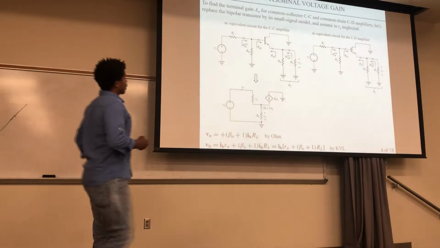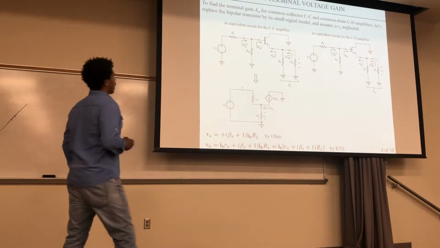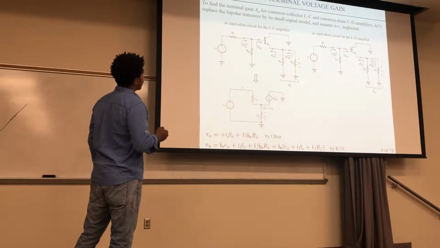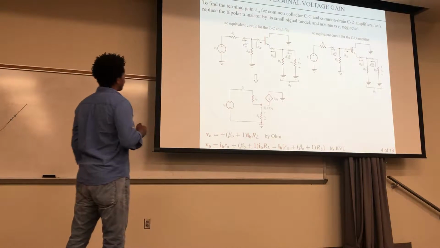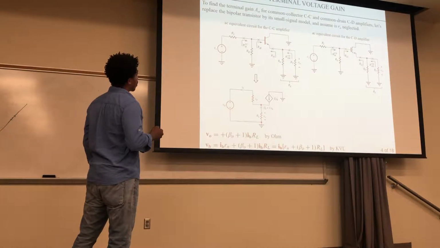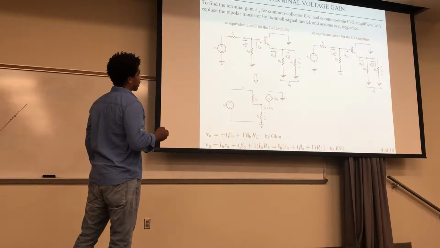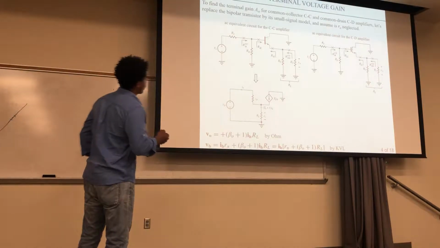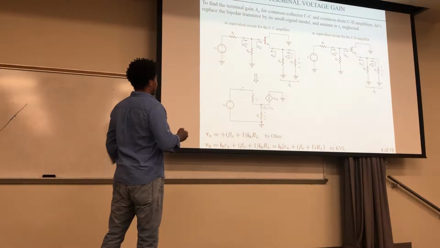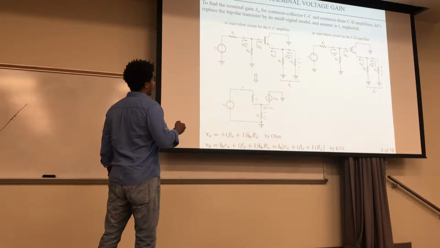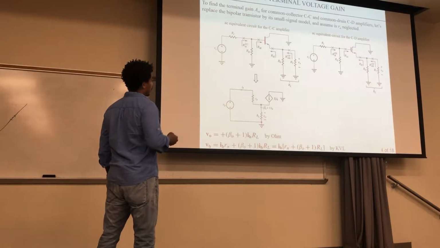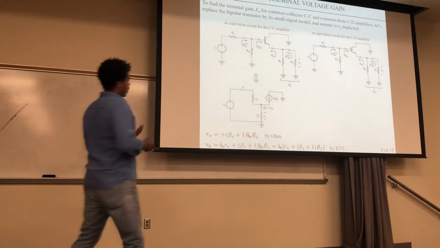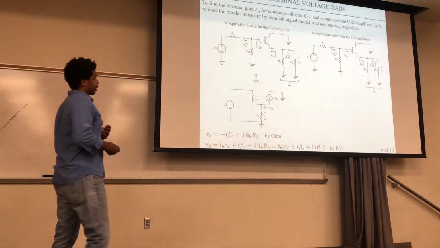Okay, so let's look at the terminal voltage gain, AVT. To find the terminal gain, which is AVT, for a common collector, CC, and common drain, CD, kind of amplifiers, let's replace this bipolar transistor by a small signal model and assume R0 is neglected. When we convert this bipolar part to small signal, this becomes linear, and really there's like this R0 there, but we're going to neglect that, and I'll explain why in a second.